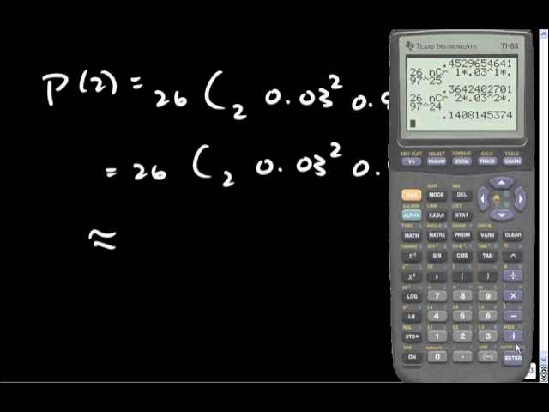The 8 is in the 10 thousandths position. The digit to the right is a 1. So we do not add 1 to the 8. The answer is approximately 0.1408.